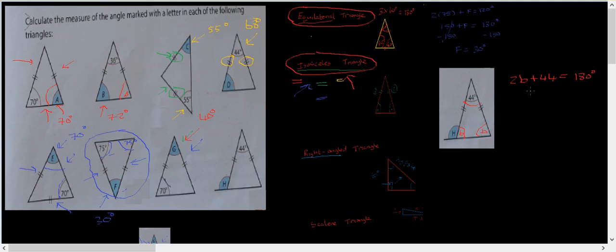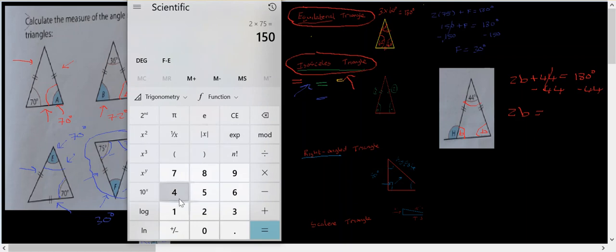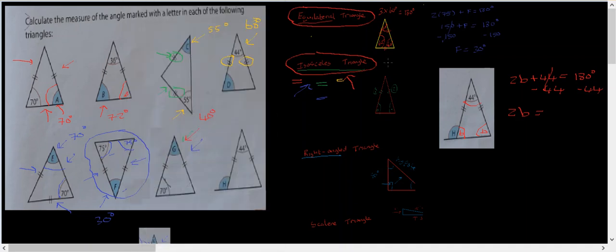So we can work this out. We want to get rid of the plus 44, so we minus 44 from here, and then we minus 44 from this side. So these two will cancel out. So 2B is going to be equal to 180 minus 44. Let's see what that is. 180 minus 44 is equal to 136.